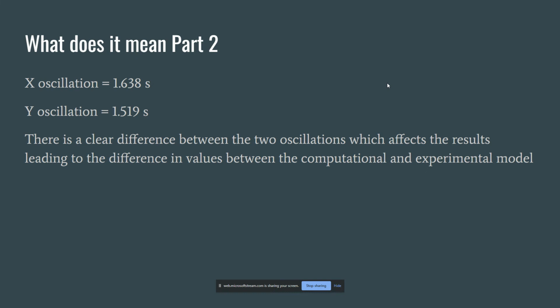Part two was asking us about the oscillations and how they affect the lab. I calculated the oscillation in the x direction to be 1.68338, and the y oscillation to be 1.519. As we can see, there's a clear difference between the two. Because of this, there's going to be a discrepancy between the values of the computational and the experimental model. If we want our model to be more accurate, we just need to account for these differences.